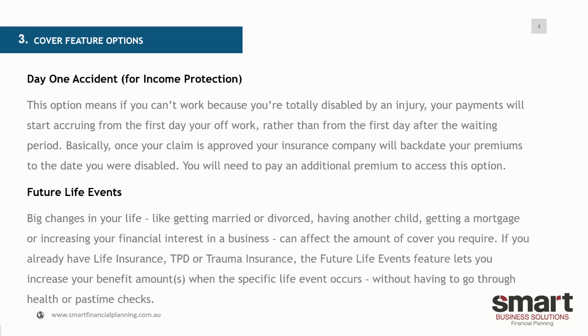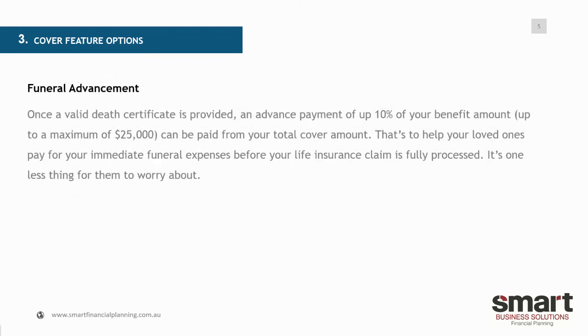Now, normally you would have to contact the insurance company to increase your cover, and depending on the amount of the increase, they may expect you to go through some tele-underwriting and that whole health check again. If you do have future life events as a feature on your insurance policy, some of them let you increase by $100,000 if you get a new mortgage, or $100,000 if you have a baby. They have a few different options, and that just means that they'll increase it. Your premium will increase as well, but you don't have to go through all the extra underwriting effort.